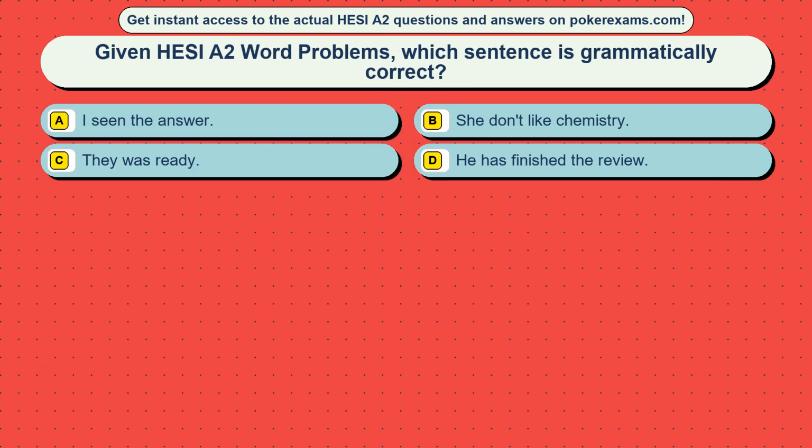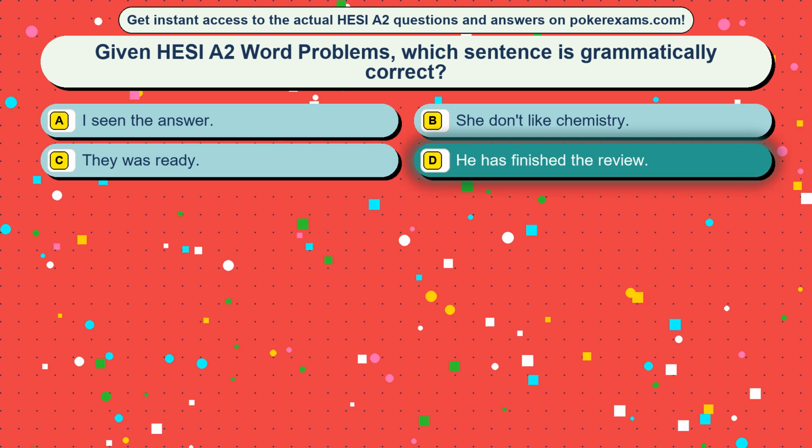Question 48. Given HESI A2 word problems, which sentence is grammatically correct? Option A, I seen the answer. Option B, she don't like chemistry. Option C, they was ready. Option D, he has finished the review. The correct answer is option D, he has finished the review.